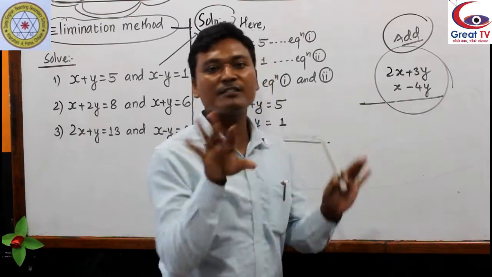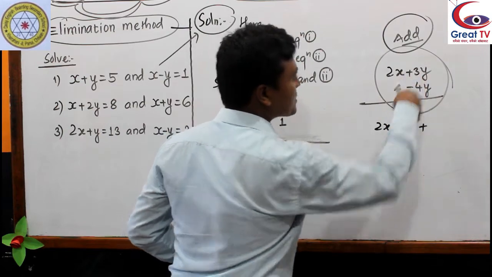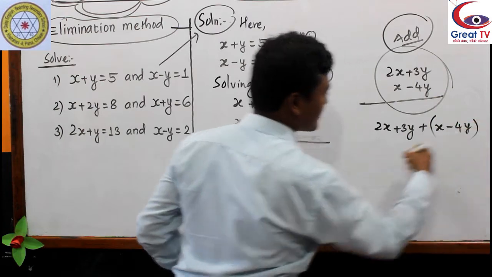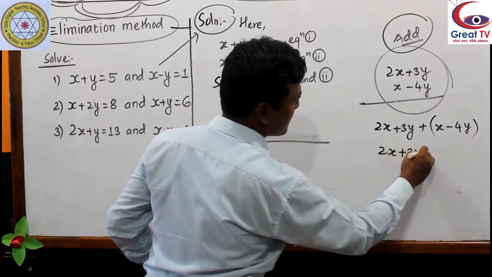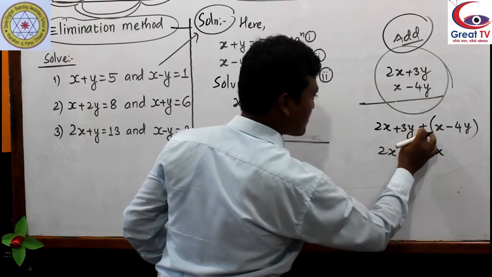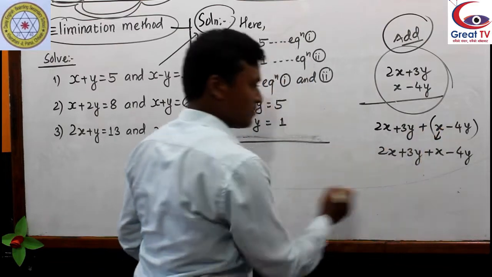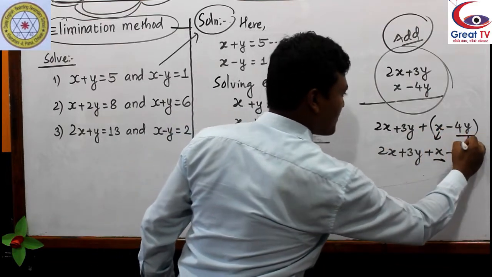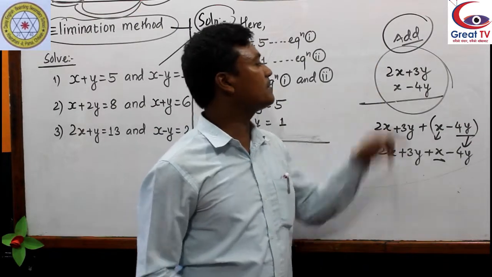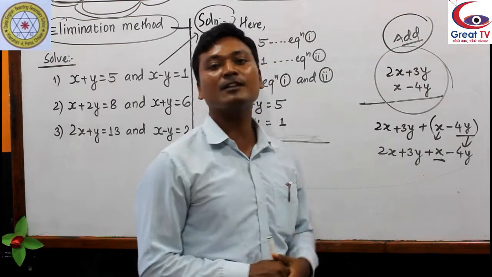While adding, we don't need to change the sign. Why? If you write 2x plus 3y in horizontal form, plus the other, x minus 4y, it becomes 2x plus 3y plus into plus x, plus into minus 4y. Plus x comes and minus 4y stays minus 4y. So while adding, it's not necessary to change the sign of the expression written downside. When adding, don't change the sign.